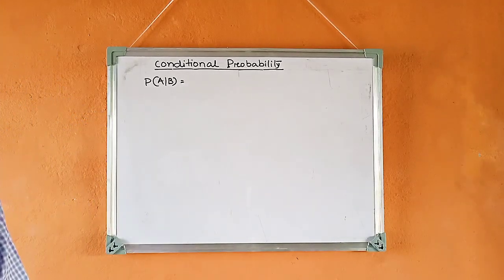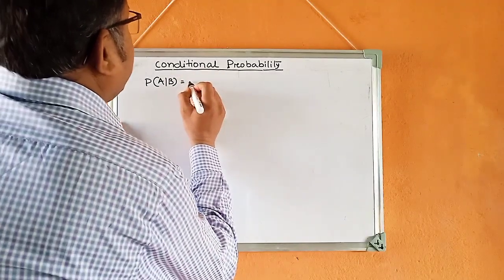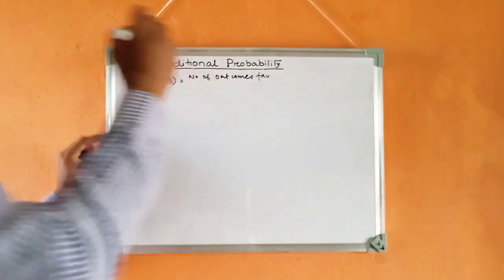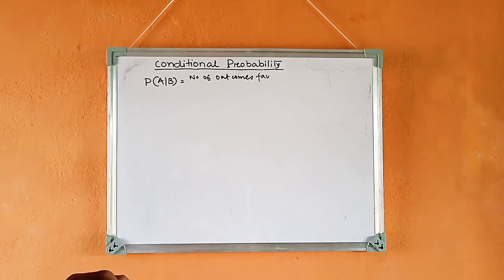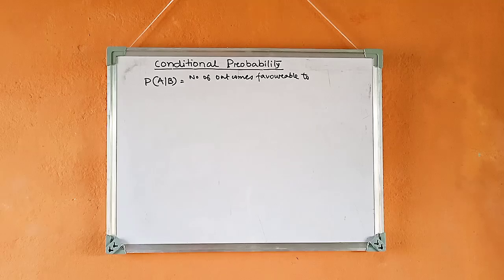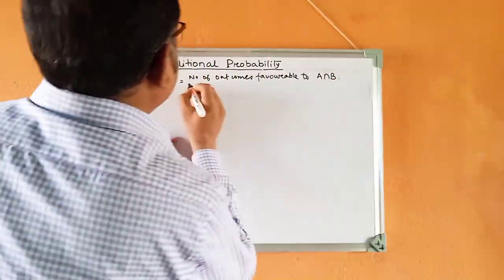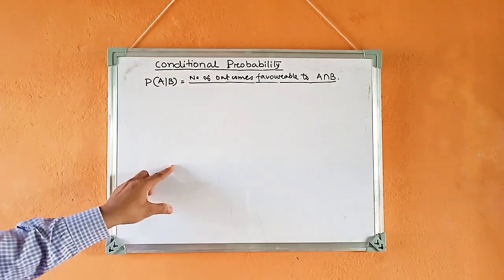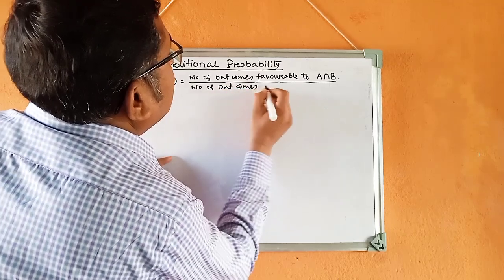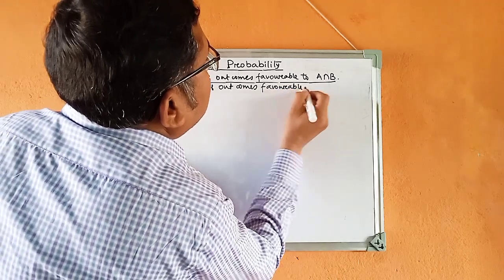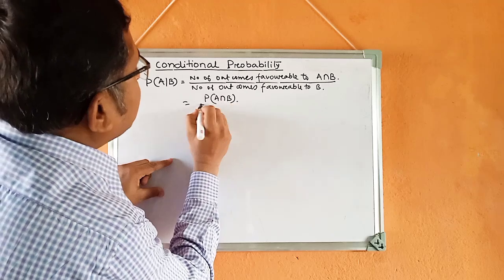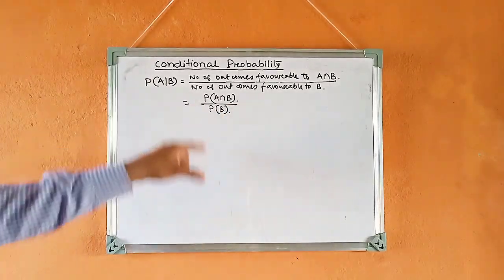So what is conditional probability? P(A|B) equals number of outcomes favorable to A intersection B, divided by number of outcomes favorable to event B. So we can write it as probability of A intersection B divided by probability of B. That is the main formula of conditional probability.